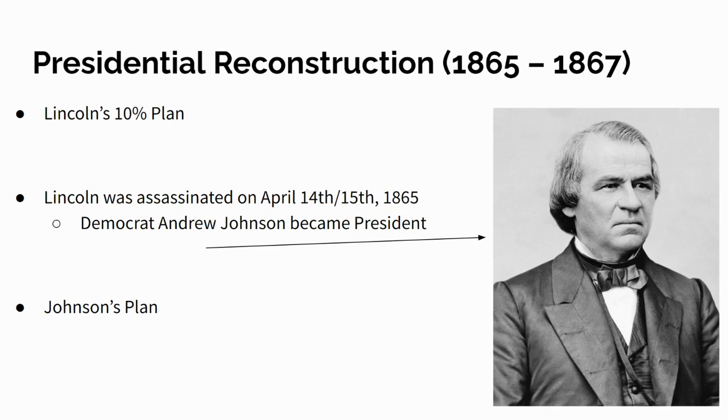He wants to kill the Secretary of State and the Vice President. Those two things failed. But he kills Abraham Lincoln. Okay, so this is a major issue. And who is going to become president? Well, Abraham Lincoln's vice president at the time was a Democrat, Andrew Johnson.